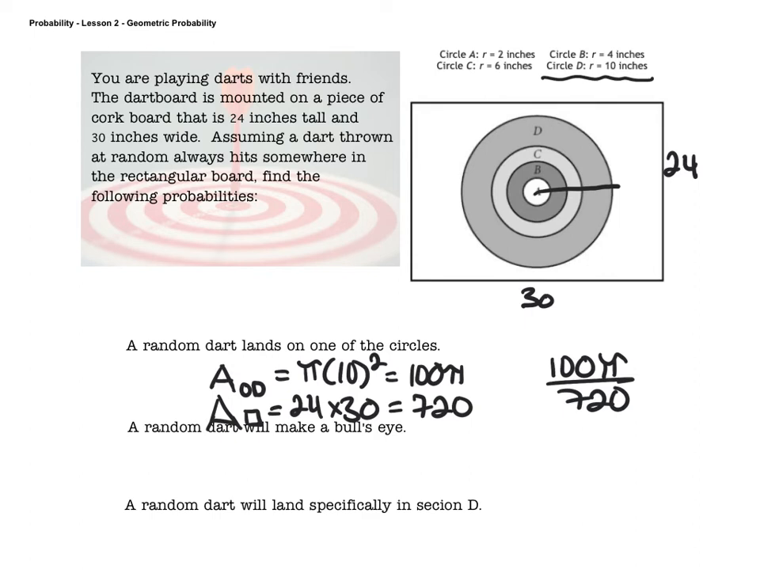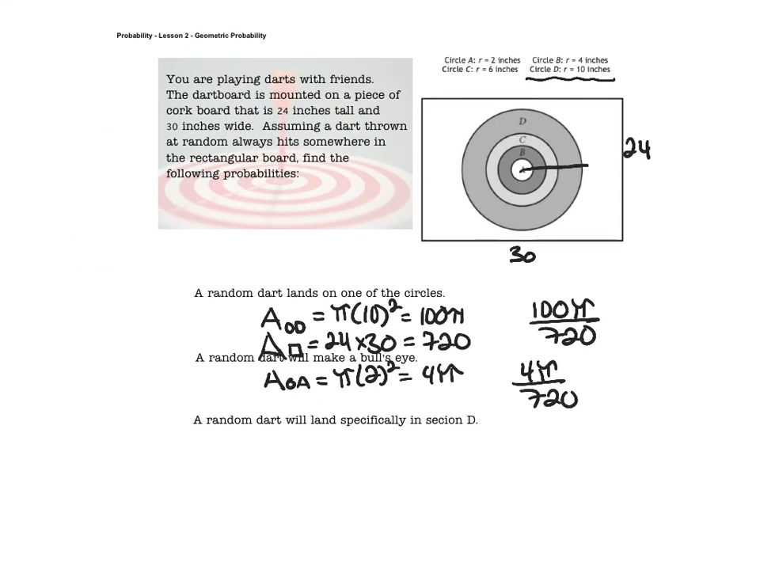Okay, a random dart will make a bullseye. Well, that's the area of circle A, is the bullseye. The radius is 2 inches, so that's pi 2 squared, which is 4 pi. So 4 pi over 720. A random dart will land specifically in section D. Now we're getting into like the R3s.